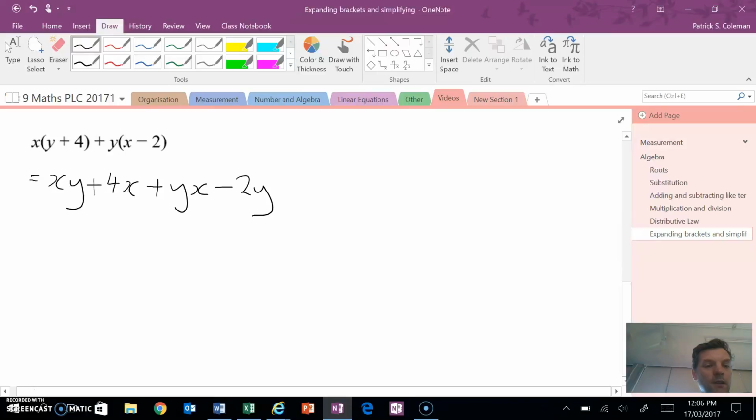Now this one, it doesn't look like we have like terms, but remember, xy and yx are actually the same thing, because what that is essentially saying is that it's x times by y and y times by x. So we could rearrange both of those to be xy. So that means we've got 2xy plus 4x minus 2y.